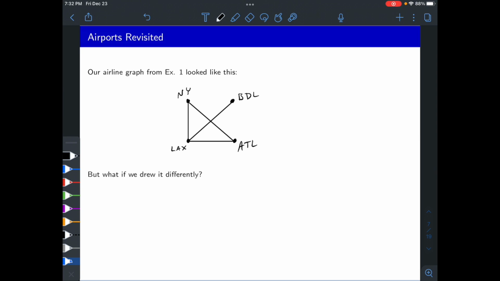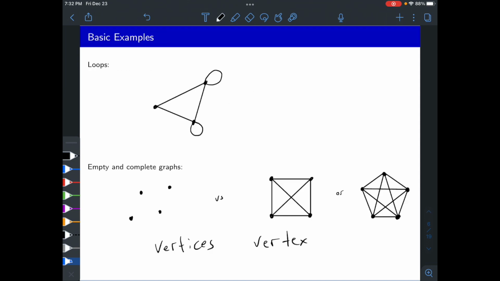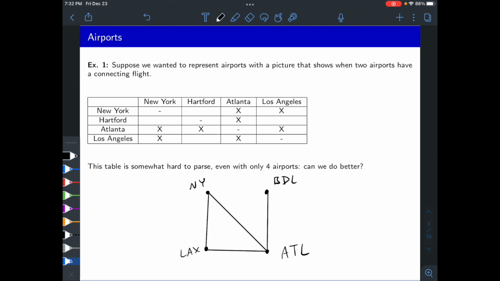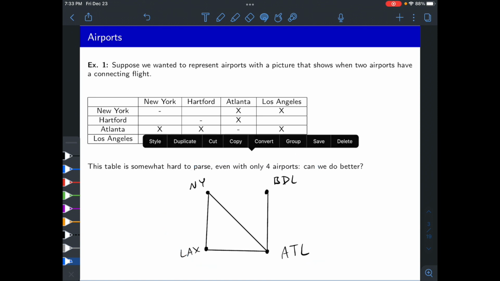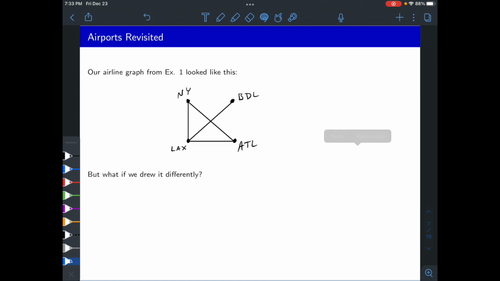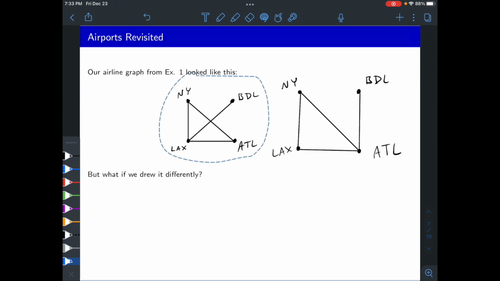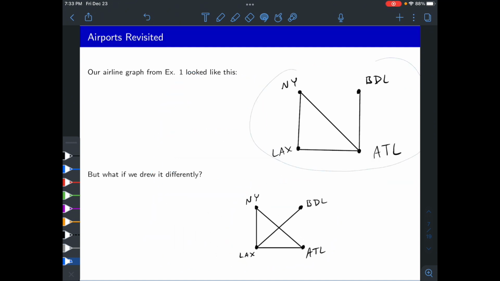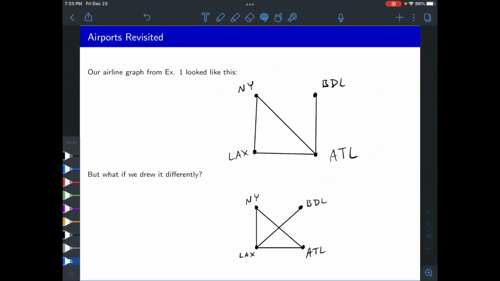Okay, so our airline graph from example 1 looked kind of like this. Ironically, I did not plan this. I rehearsed the video before doing this, and when I did it, I drew it the way that I drew it over there, and then I copy and pasted it. But the whole point of this: we actually drew it like this. But what if we drew it like this? Is this recording the same information? The upshot is yes, these two graphs are recording the same information.